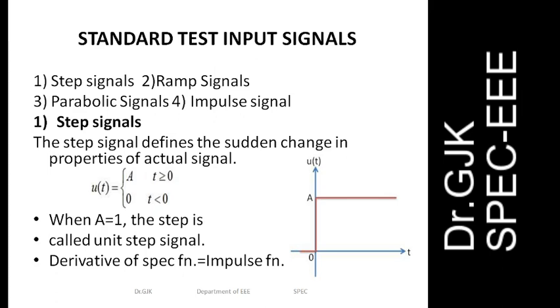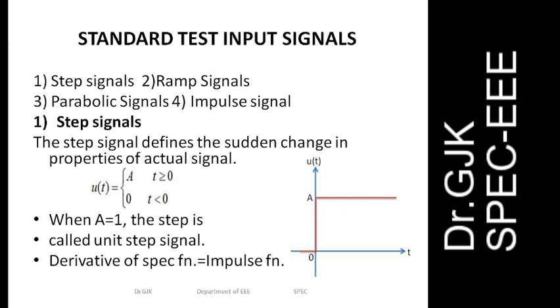First, coming to the step signal, as its name indicates, at zero time, it jumps from zero value to some arbitrary value, and continues constantly from that time onwards. So at t is equal to 0, it will have some amplitude, and for t less than 0, it will have 0 value. So it has a step value. When its amplitude a is equal to 1, then it is called the unit step signal.